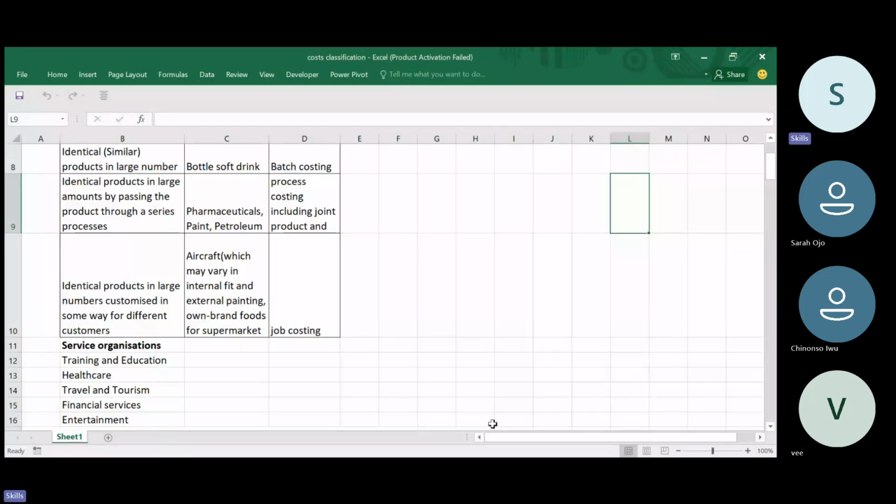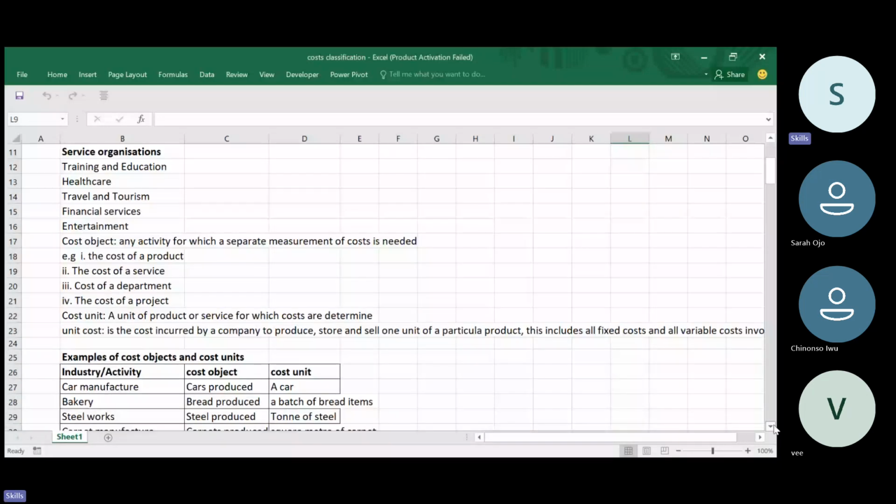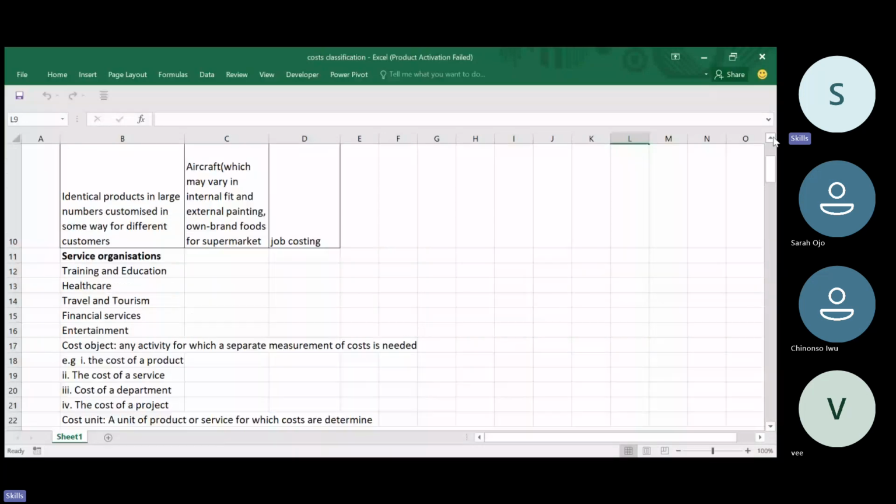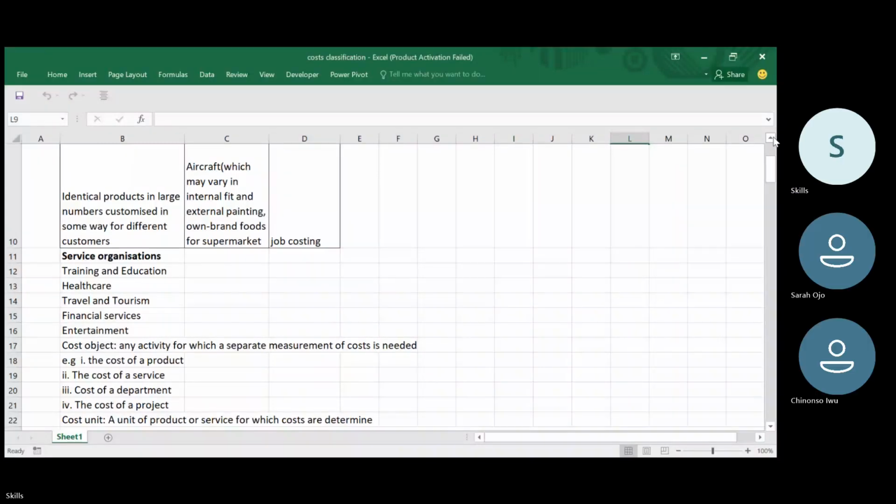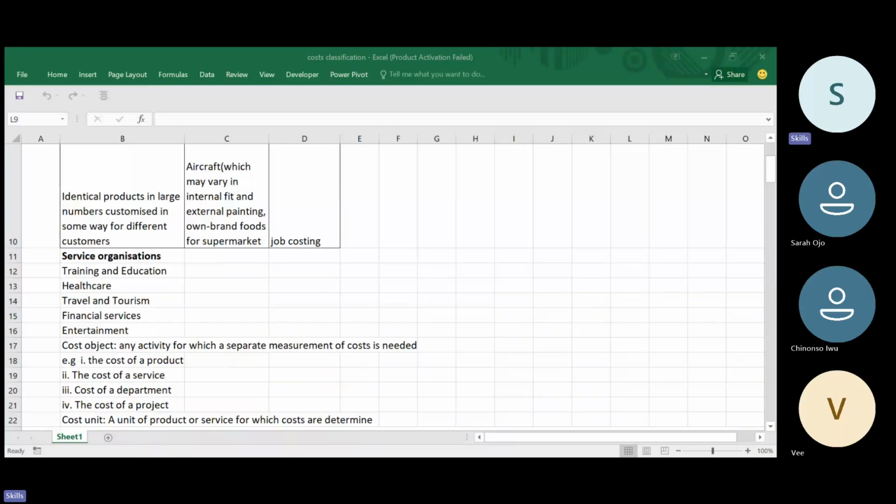But for a service industry, an organization that doesn't produce any product, what they do is provide services. For example, training and education institutions, they don't produce any product to sell. What they provide is services, and they get paid for their services.